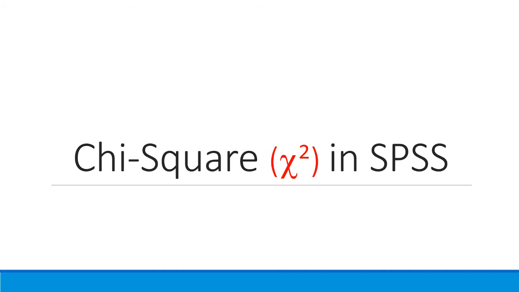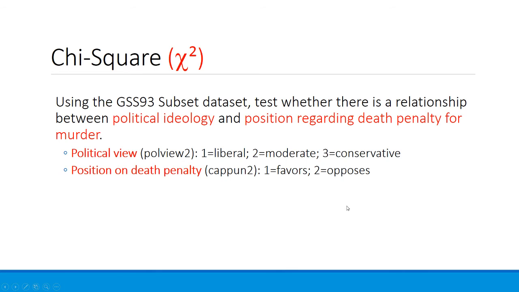In this video, I'm going to go over how to conduct a chi-square test of independence using SPSS. If you recall from class, we use chi-square in situations where you want to determine whether there is a significant relationship between two categorical variables. For this video, we're going to be using, as an example, the GSS93 subset dataset.